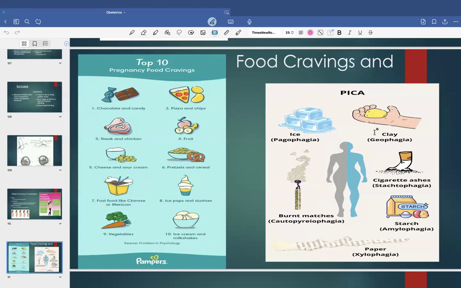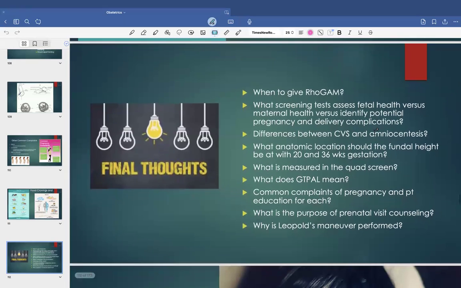What's the difference between CVS and amniocentesis? What fundal height should be expected at 20 and 36 weeks gestation? What is measured in the fly screen? What does GTPAL mean? Common complaints of pregnancy and patient education for each. What's the purpose of prenatal visit counseling? Why is the Leopold maneuver performed?